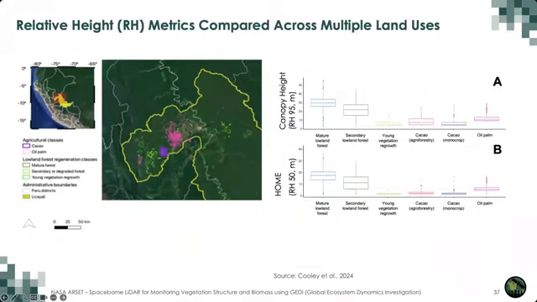RH metrics can be compared across land uses. Here is that same data set that we saw on the previous slide from Ucayali, Peru, showing the median and interquartile range of relative height metrics of interest over tropical lowland forest regeneration classes, which we saw on the last slide, including mature forest, secondary forest, and young vegetation regrowth, typically after pasture abandonment. And then we also see some agricultural classes, including oil palm plantations, as well as cacao plantations, including both monocrop and agroforestry cacao systems.